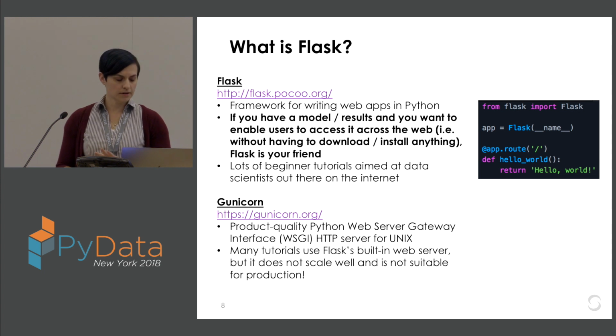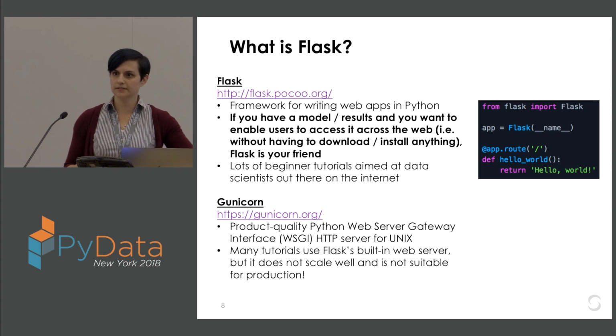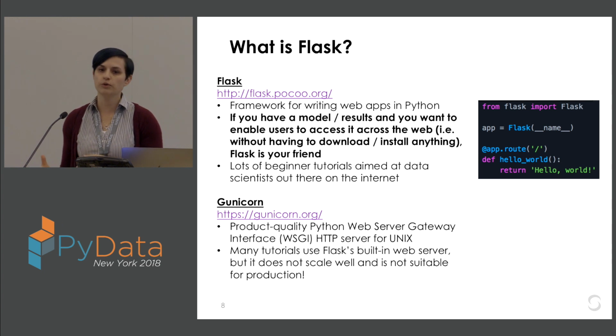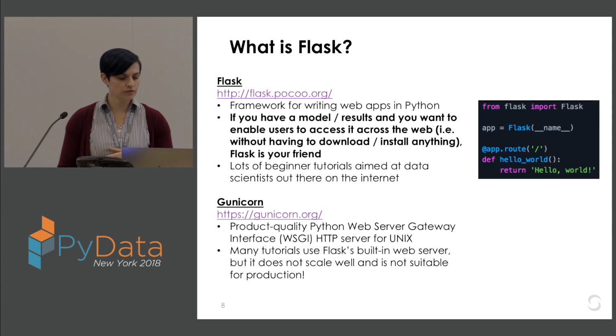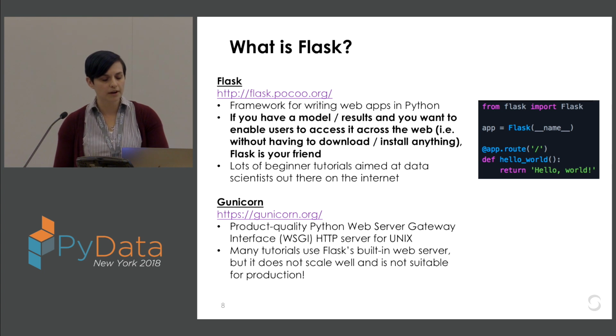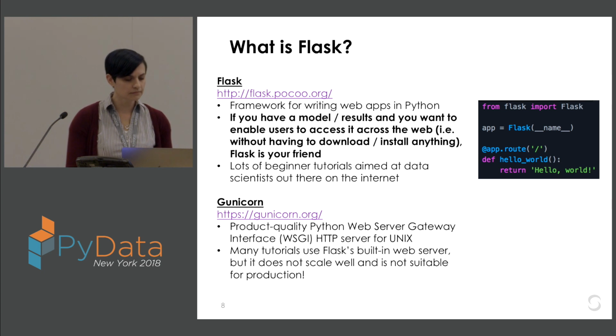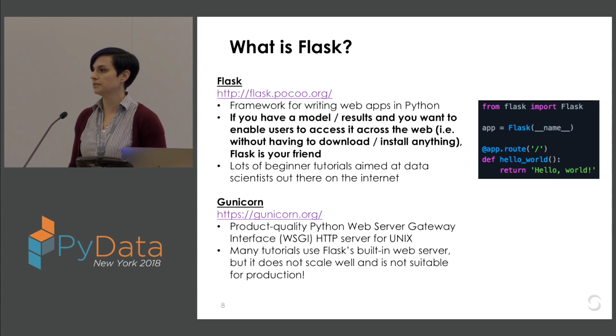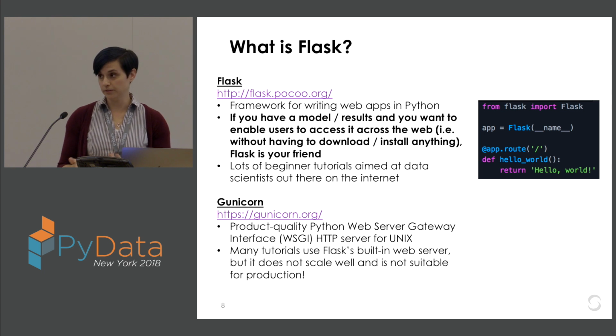And then there's GUnicorn. That is a production quality Python web server gateway interface. So it's just a web server that you have to put in front. You define everything in Flask, and then you need a web server to actually create that connection to the user. Flask does have a built-in web server, and a lot of the beginner tutorials use that, but it doesn't scale well, and even in Flask's own docs, they say not to use it. Which is true, it just doesn't scale well. It's really good for prototyping, but if you want to actually put something in production, my first tip for you is to not use the built-in Flask web server and to use something like GUnicorn.